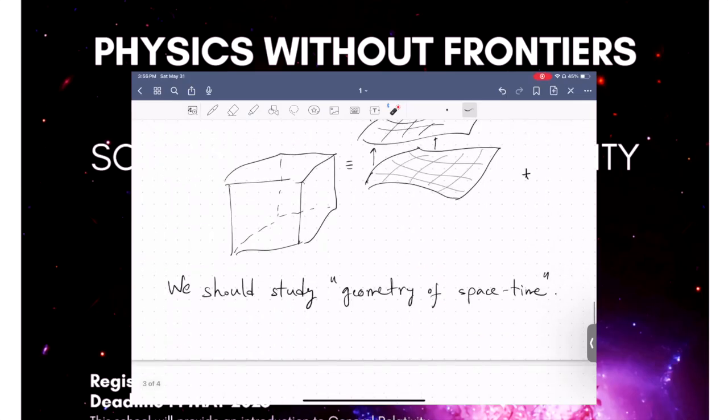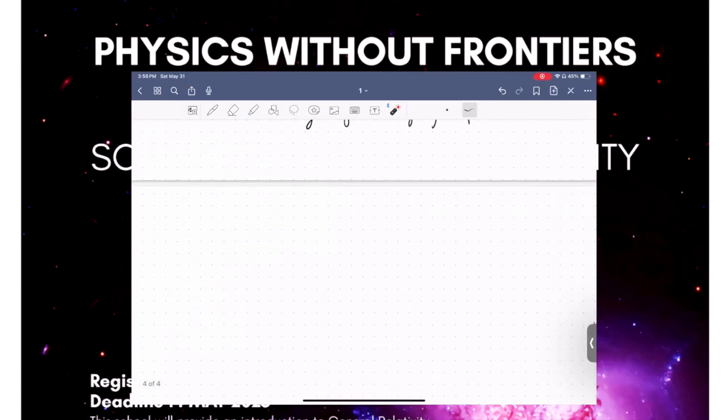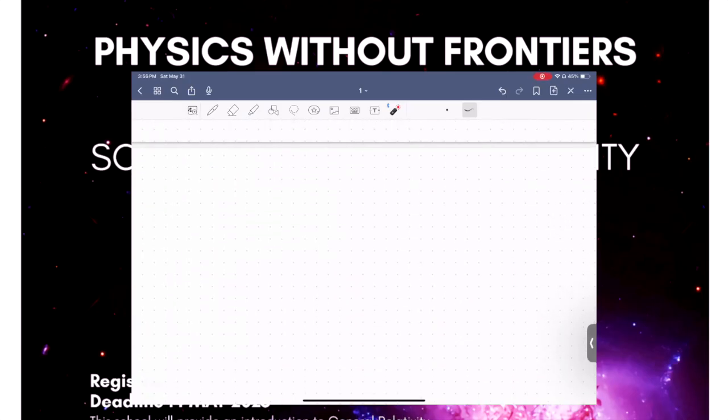So now that we are kind of motivated to study the geometry of spacetime, let us now delve into covariant derivative.